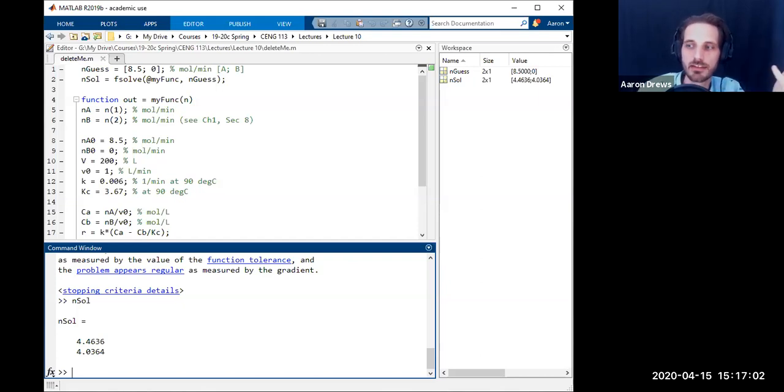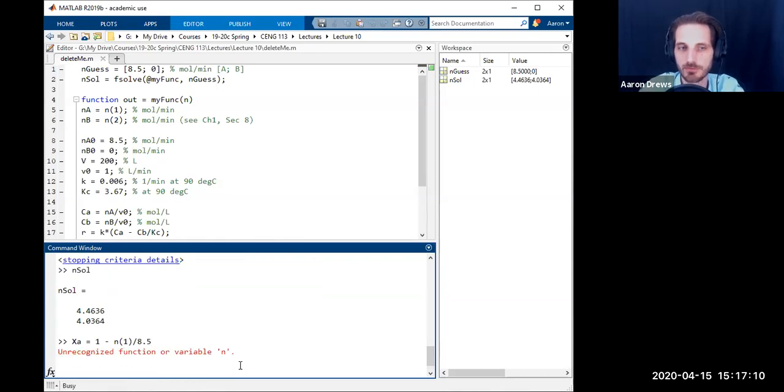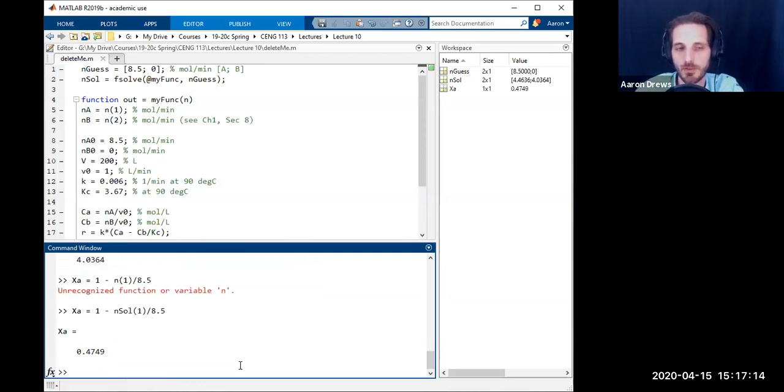And those are identical to what we would have seen previously. So I can calculate conversion as 1 minus n of 1 divided by 8.5. Oops, Nsol of 1. Right, and I end up with 47.5%, which is pretty much the same as what we got before, right? We got a little bit less than 45% last time.